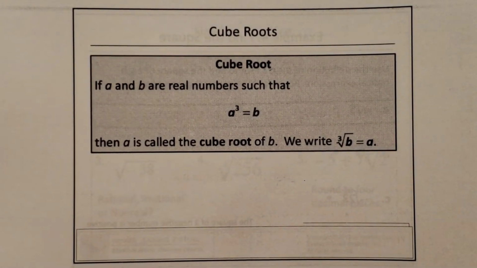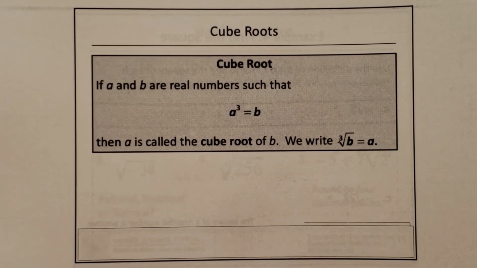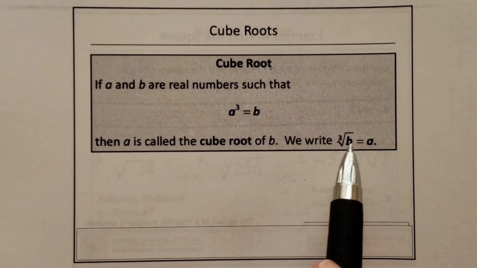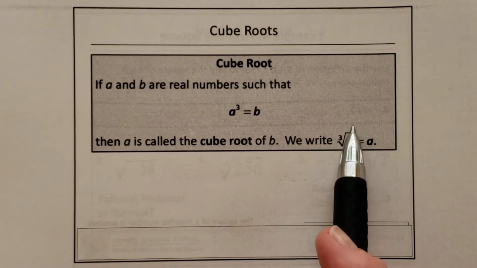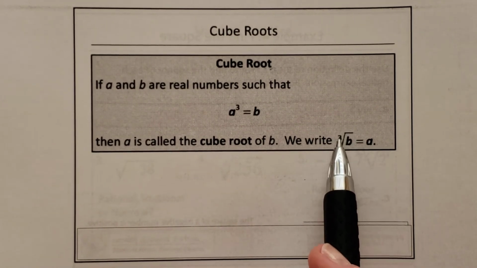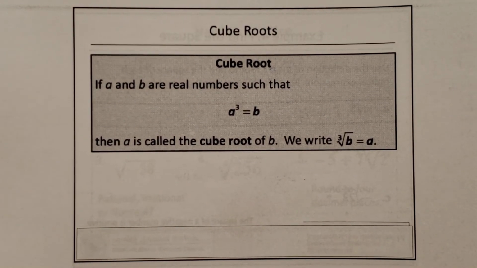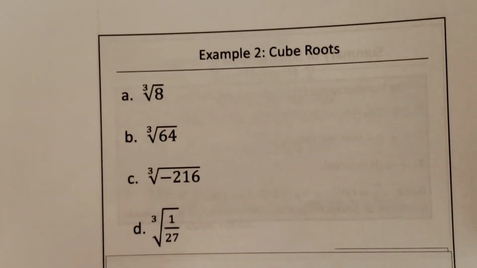All right, so it says if A and B are real numbers such that A to the third power equals B, then A is called the cube root of B. The cube root of B is A. We write it like this. It looks just like a square root, but if it's a third root, it will always have a 3 there. If it doesn't have a number there, that automatically means the square root.